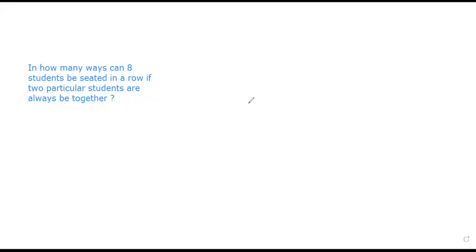Let's see. Totally, how many people are here? 8 students, sitting in one row. In this, two people are always together. So in these 8 people, two people are together, so write those 2 as they are. What are the remaining people? 6 people. When you have 6 people, how many total blanks will you get? 7 blanks.